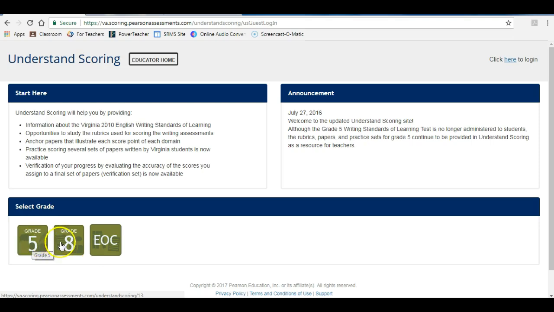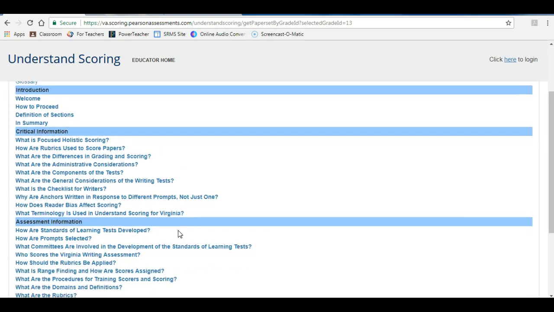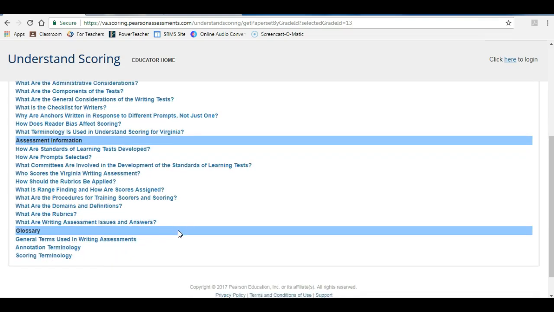5th grade doesn't exist anymore. Grade 8 writing test is what you need to worry about. EOC means end of course for 11th grade. So we are looking at grade 8, so click there. And then you're going to see a whole lot of stuff. So scroll down to where it says what are the rubrics?